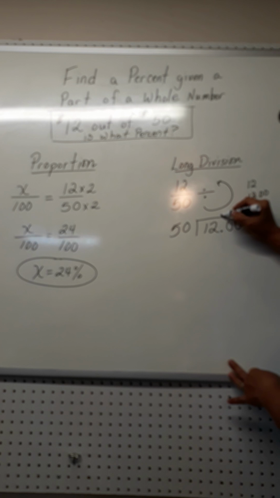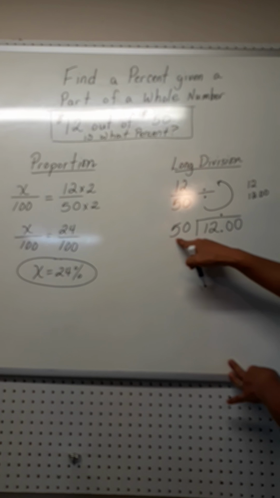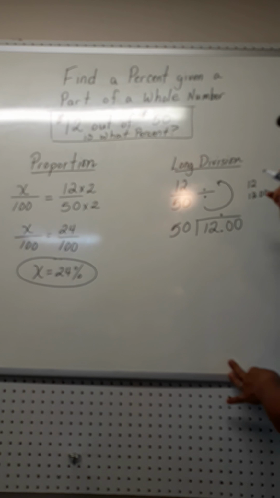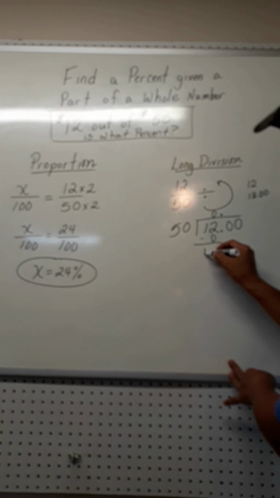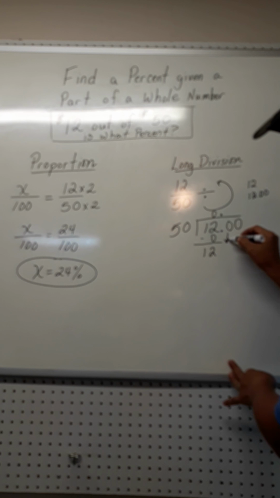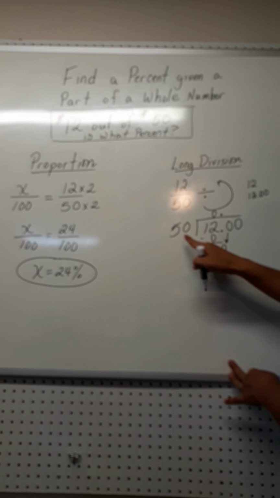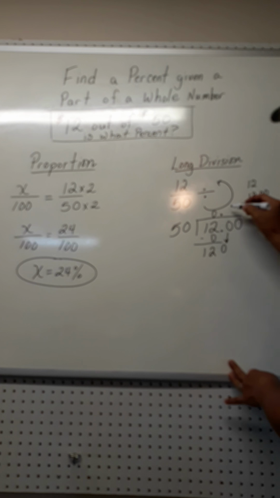So now I'm going to put my decimal point on top. How many groups of 50 can go into 12 without going over? Well, that's 0. So I'm going to put 0, do long division like I said, bring down my 0, and I don't have to worry about bringing this decimal point down any further because I already documented it in my answer. How many groups of 50 can go into 120 without going over? And the answer is 2.